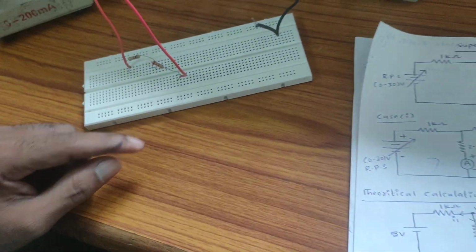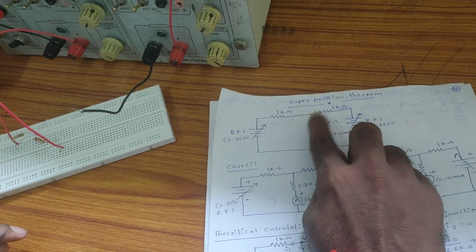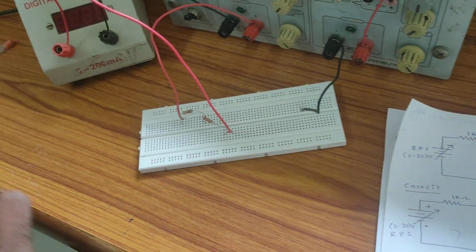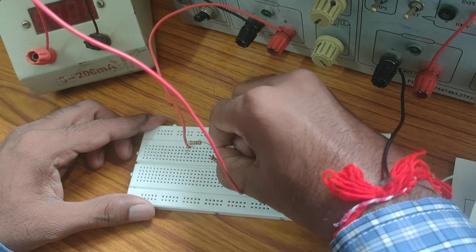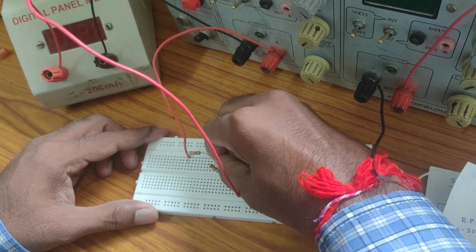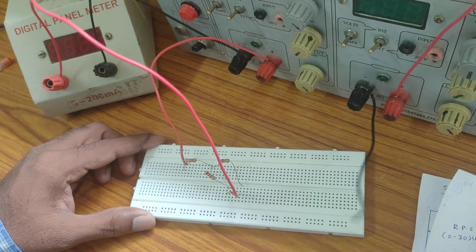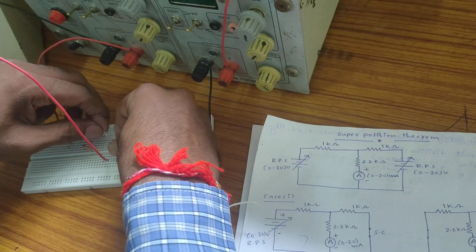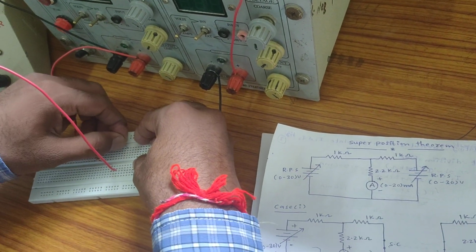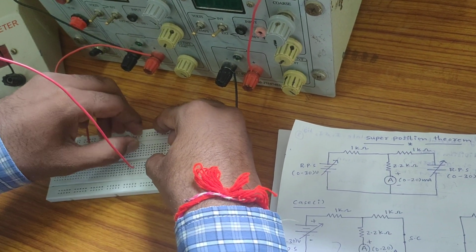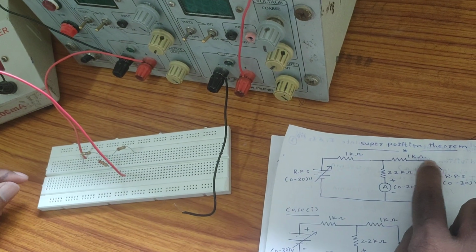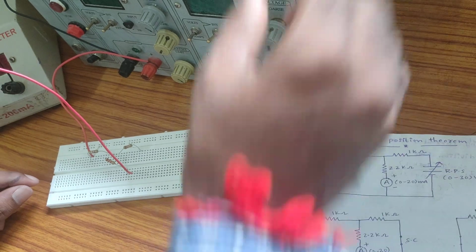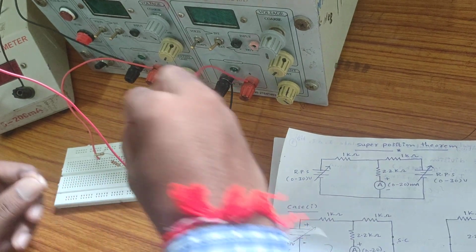Okay, now see here. After that, again at this point, another 1 kilo ohm resistor starting point is connected, right? Next, this 1 kilo ohm resistor ending is connected at another different point. Next, at this 1 kilo ohm resistor ending point, second RPS positive is connected.